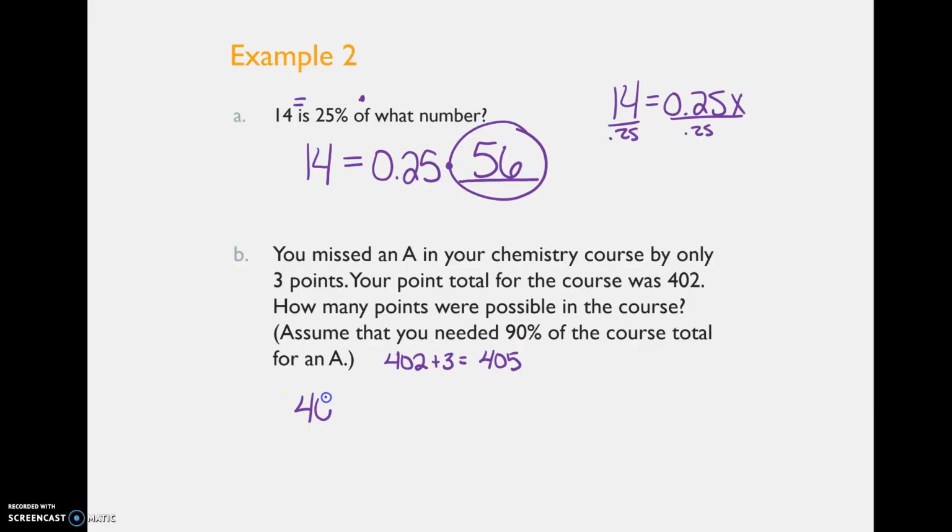So 405 is 90% of how many total points? And you can use whatever letter you want for that, or even a blank. Divide both sides by 0.9, and I got 450. So 450 total points.